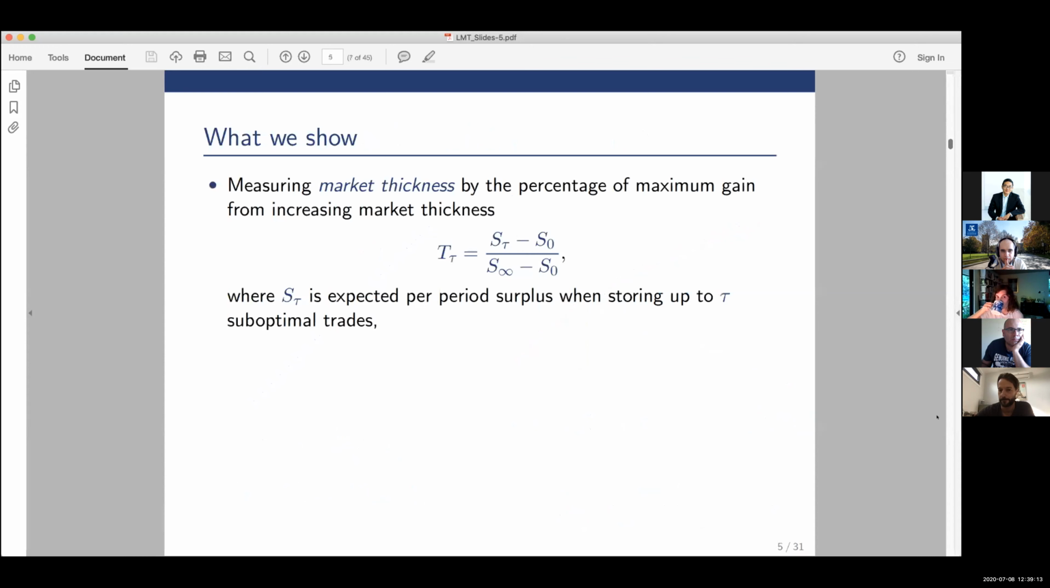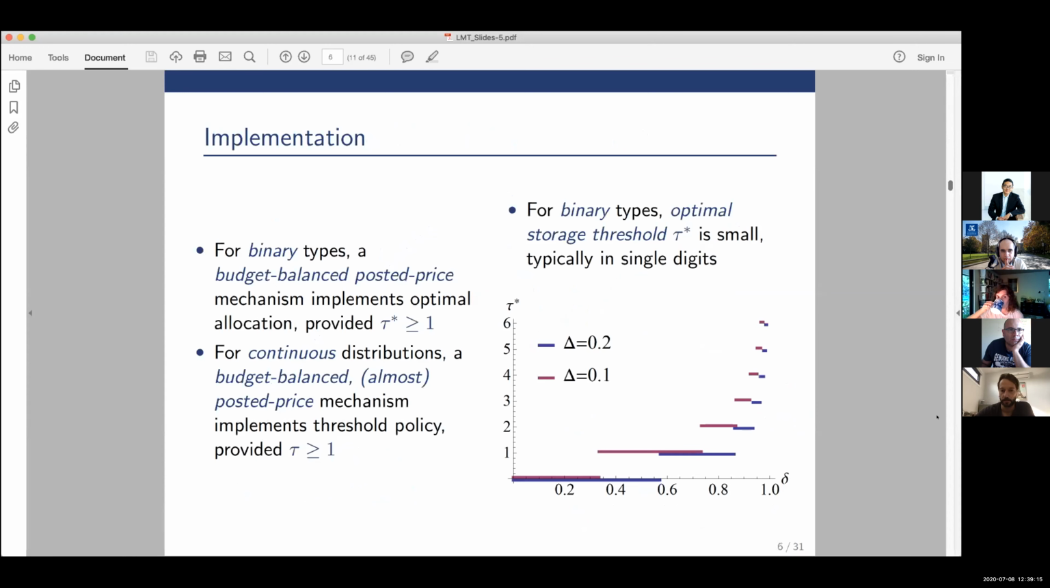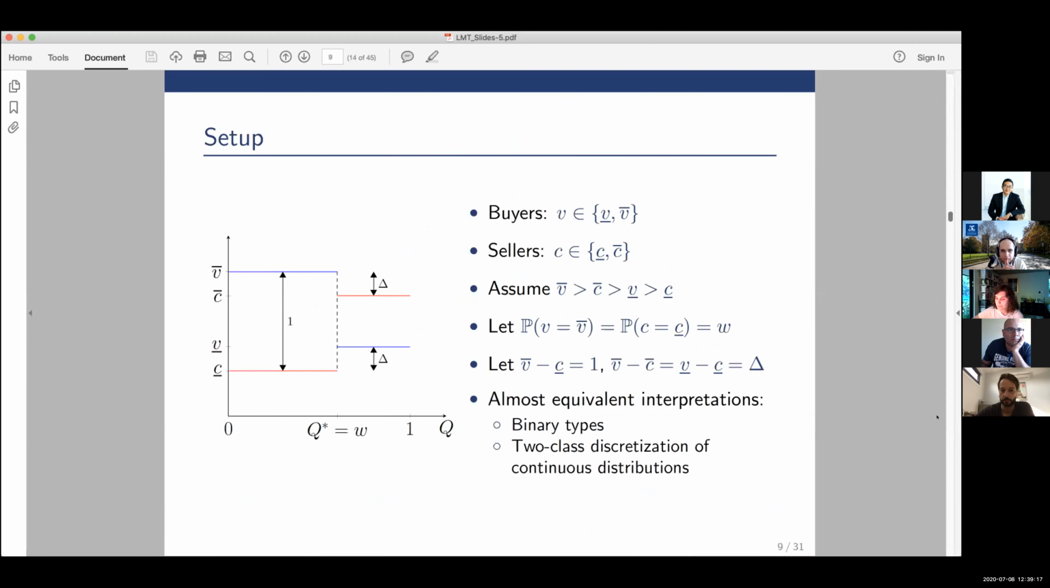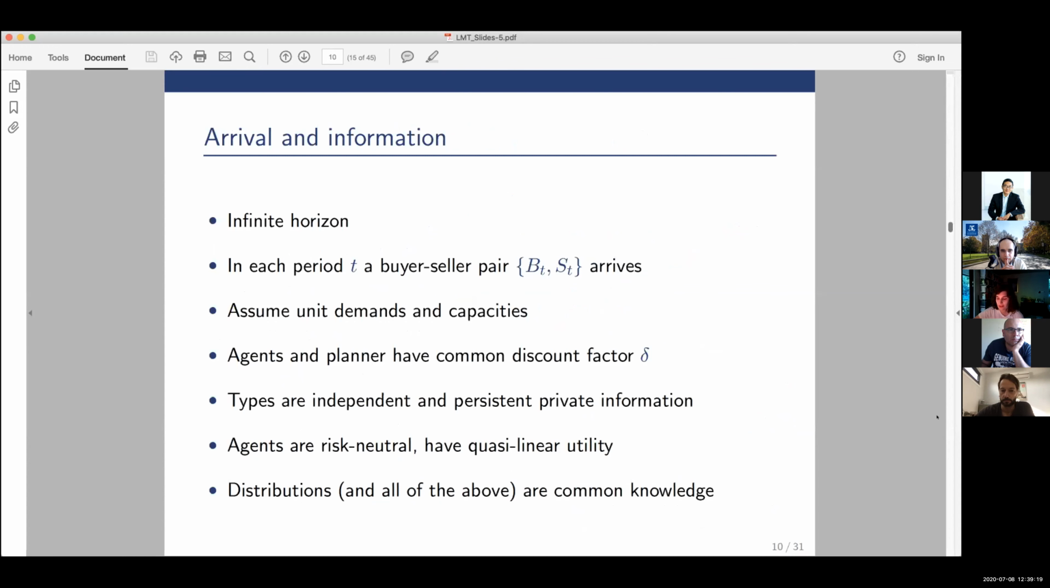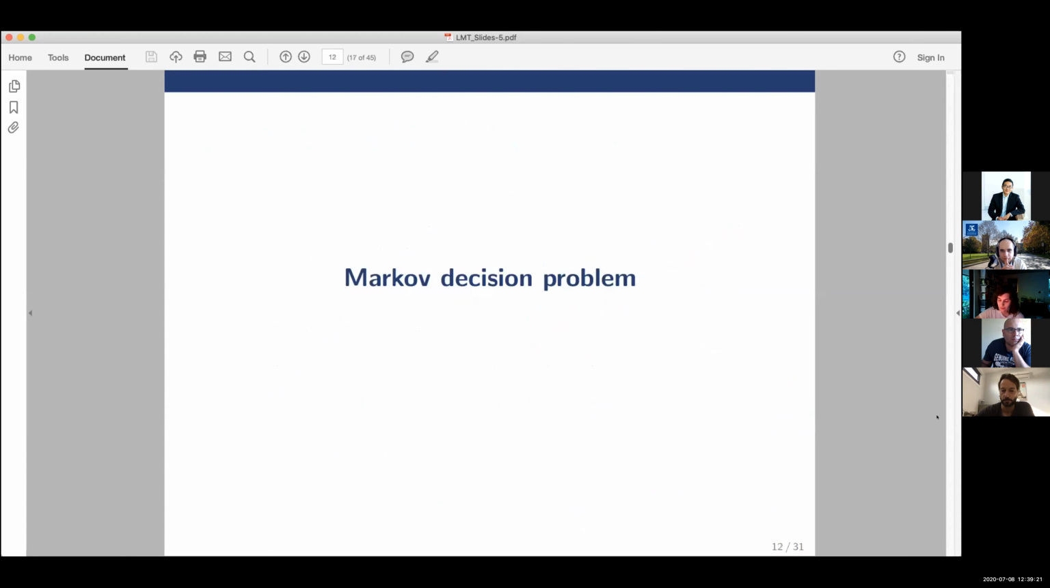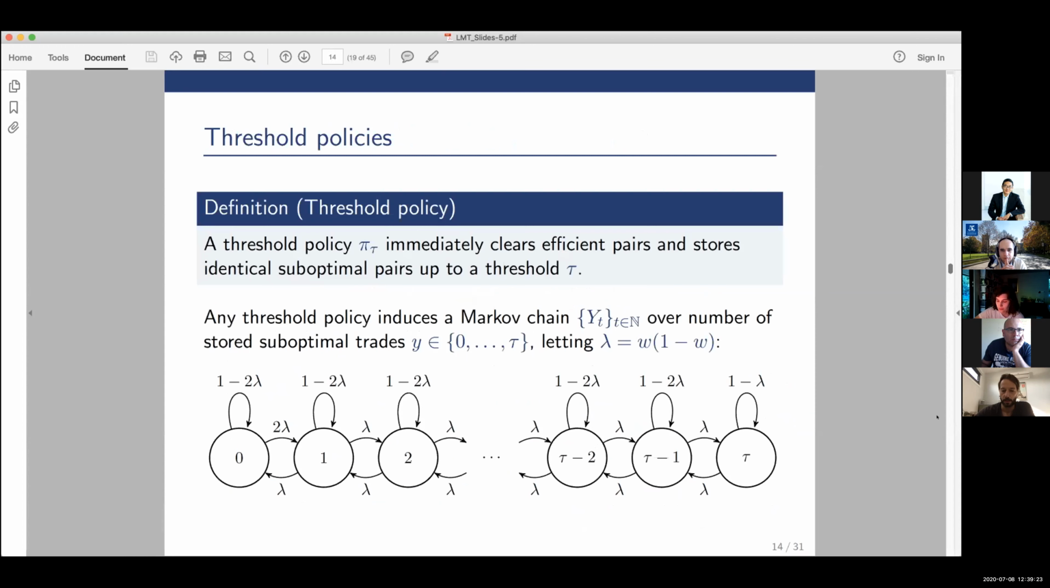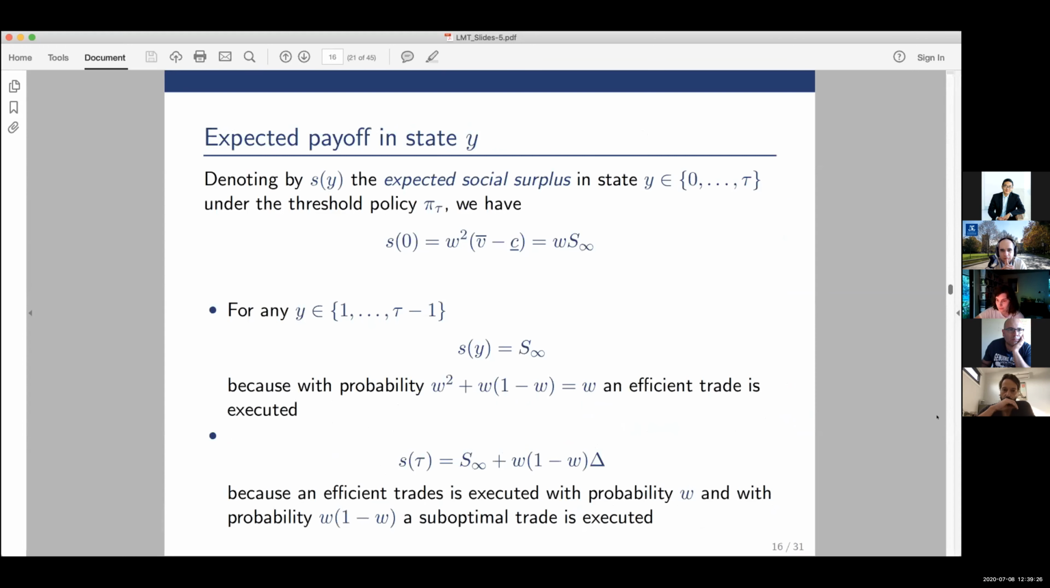Yeah, yeah. Have you also thought about how this result relies on the assumption that in each period there's one pair arriving? Like, does this change linearly? If, let's say, there are two sets of buyers and sellers arriving in each period, would a similar result generalize to that setting?